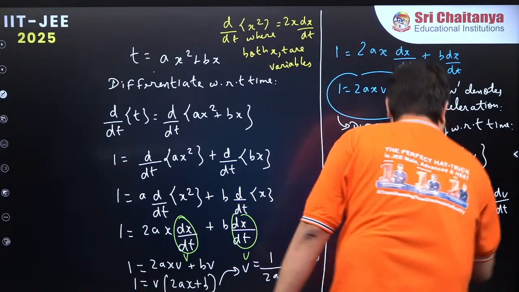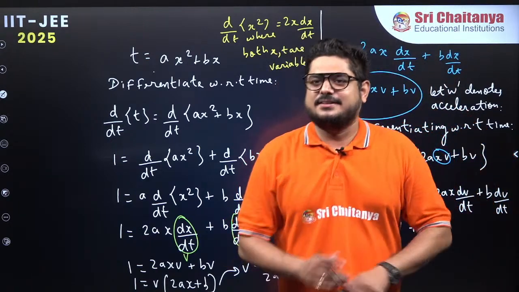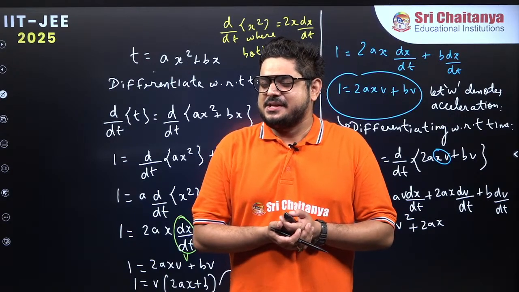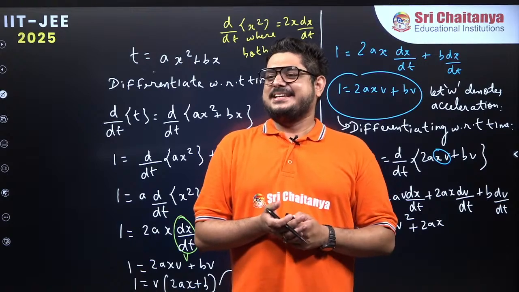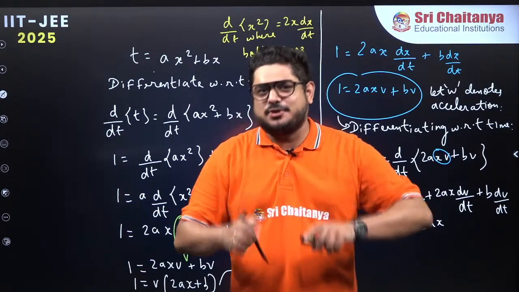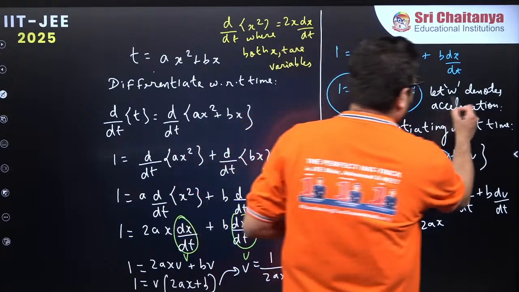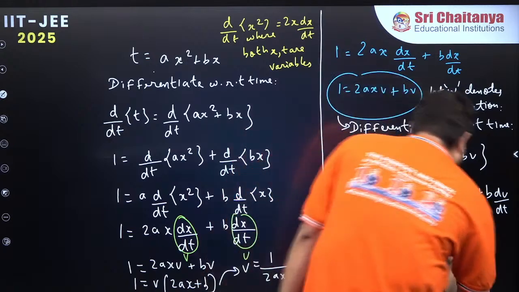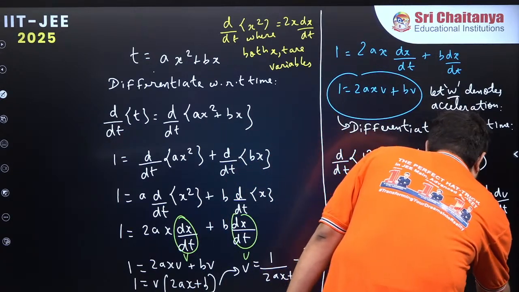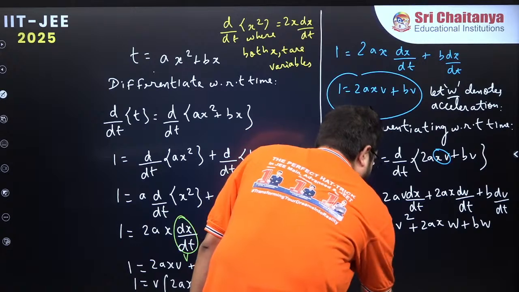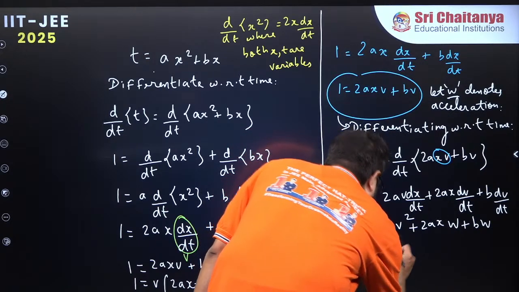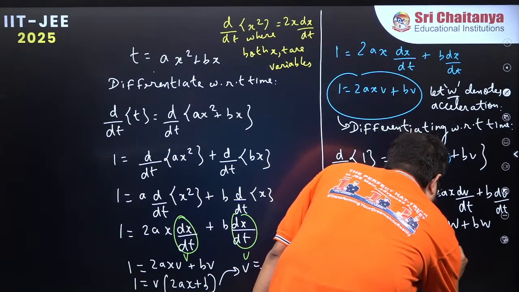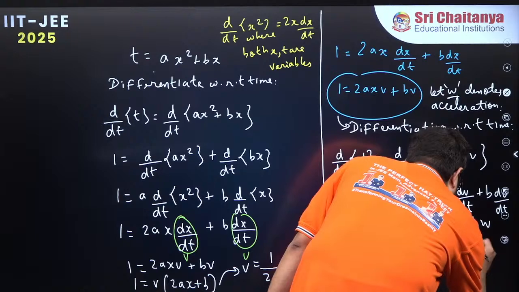What is dv by dt? Write it down. What is dv by dt, everyone? It is the acceleration a, but over here we are writing it down as w. We are introducing acceleration to be w, isn't it? So it can be written as 2xw plus bw. So this comes over here. So minus of 2av square, we can bring it over there. And now we can take this w as common, because we need to find out this acceleration. So it is going to become 2ax plus b.